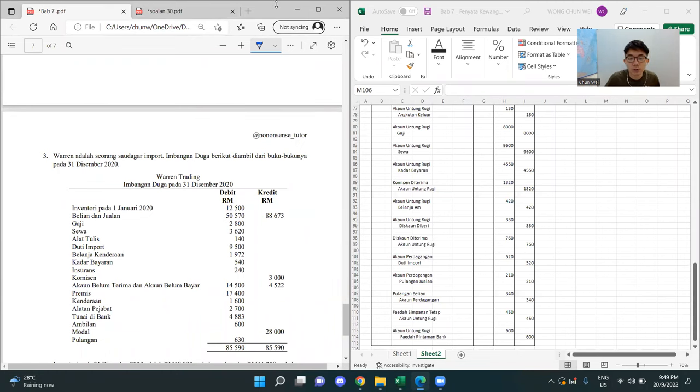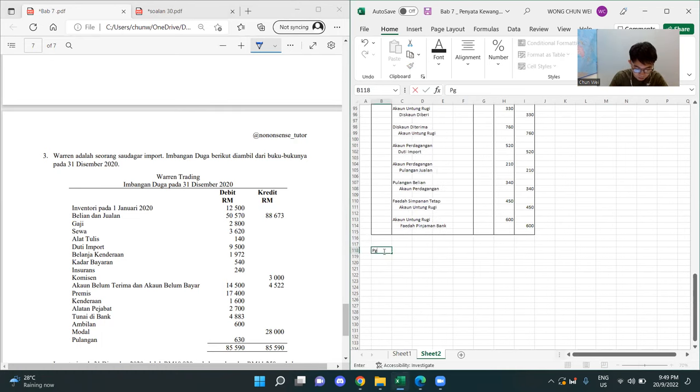Okay, so let me give you homework. So your homework today will be page 165, question 8. That's your account perdagangan dalam bentuk penyata. Okay, then you go to page 166. That's question 12. This is your account untung rugi dalam bentuk penyata. And lastly, your page 170, you do question 23 and question 24. These are the penyata kedudukan kewangan dalam bentuk penyata. All right, so total 4 questions for you.